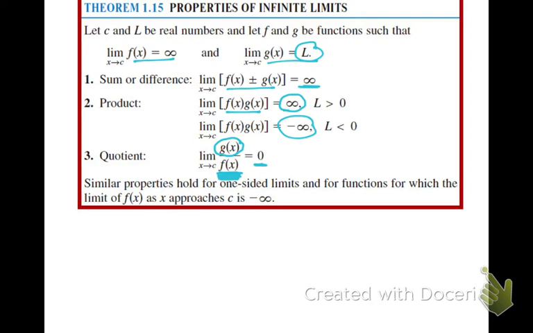Similar properties hold for one-sided limits for the functions for which the limit of f of x as x approaches c is negative infinity. So the same rules would apply for negative infinity, in essence, is what it's saying.